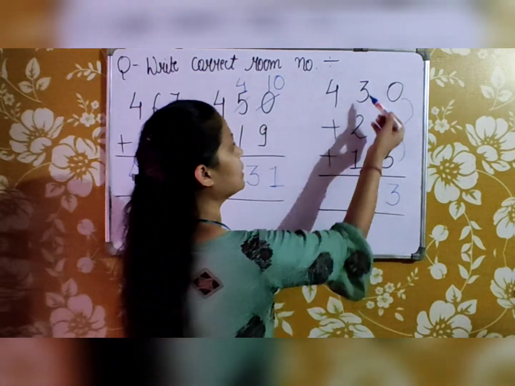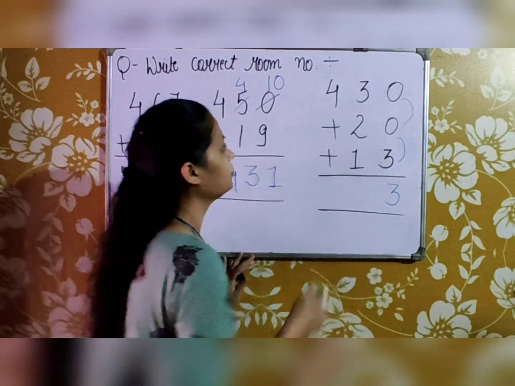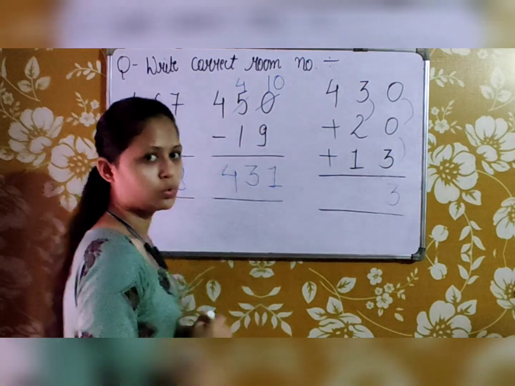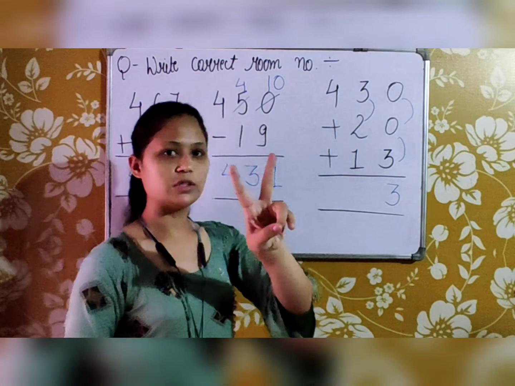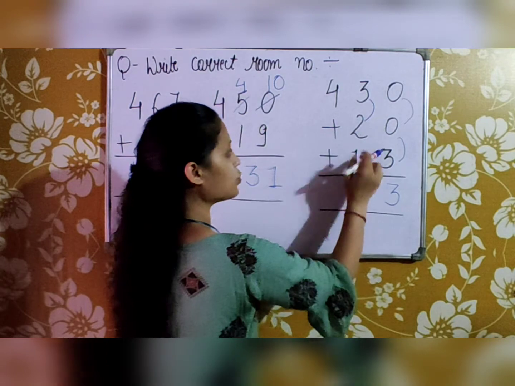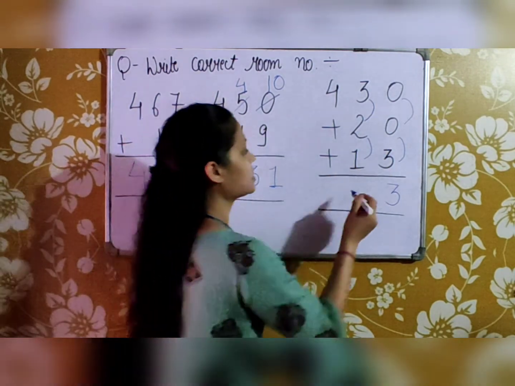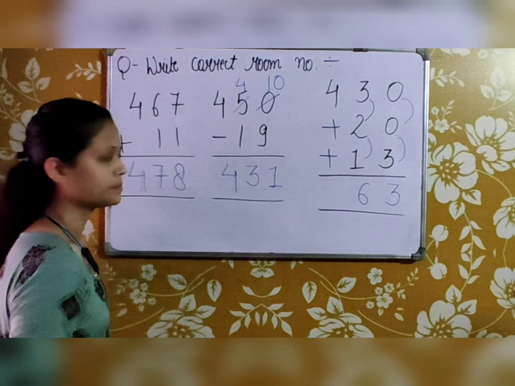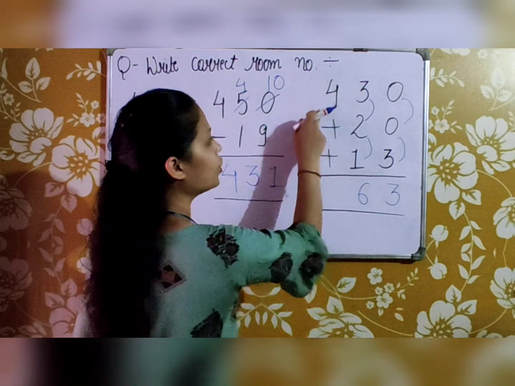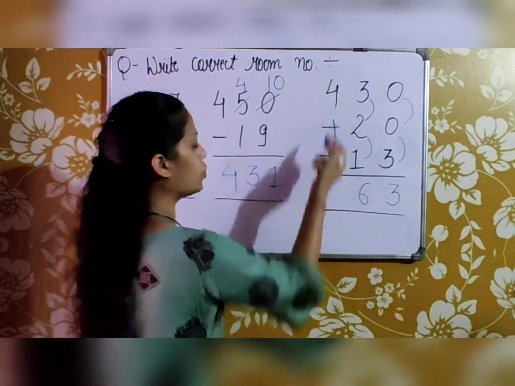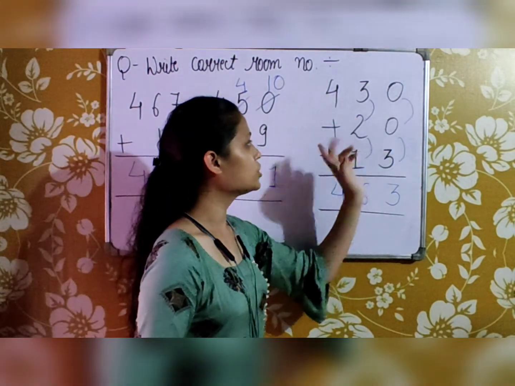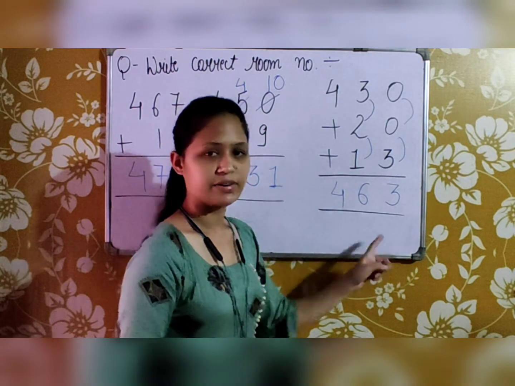Right. Then in the tens digit, let's see. First we will do 3 plus 2, which is 5. Then this is 5, and plus 1, 5 plus 1 is 6. Correct? Now this is 4, and there is nothing below 4, so 4 will come like this. We will write 4 here. So 430 plus 20 plus 13, the answer is 463.